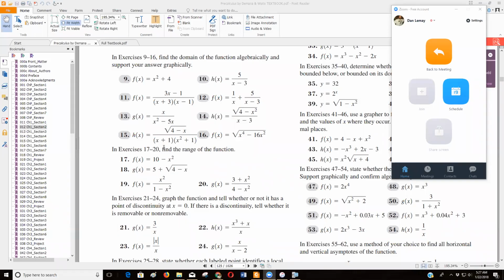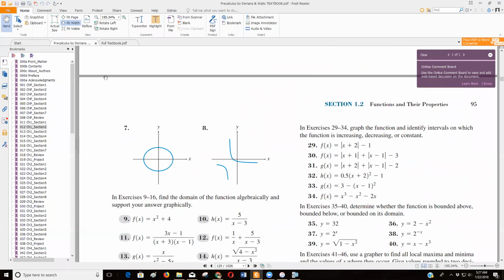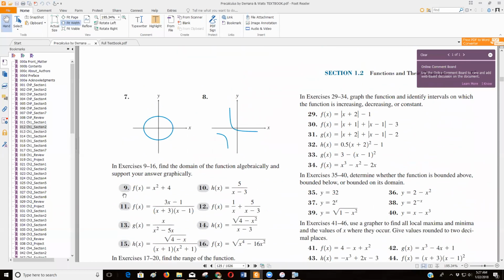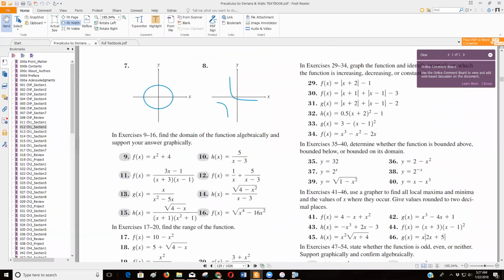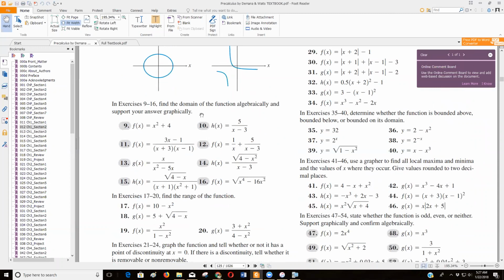Okay, so I'll try to help you out here a little bit this way. I'm looking at question number 11. I'm assuming this is the 11 you're talking about, on page 95 in that PDF version of the book. They want us to do this algebraically and then support it graphically.